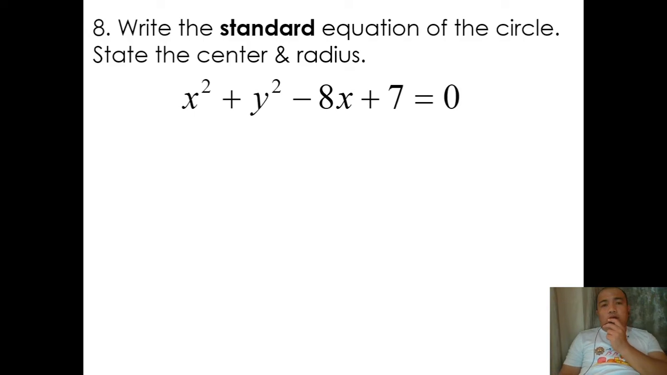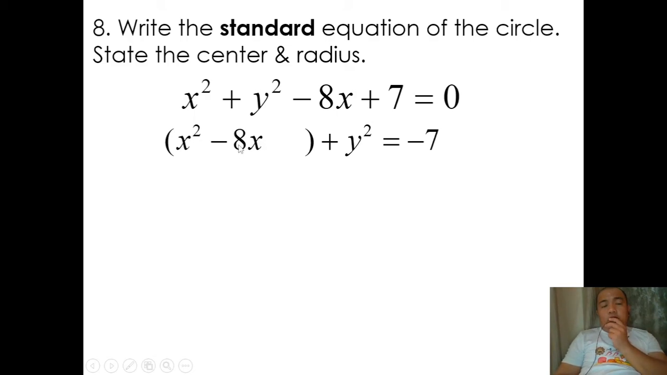We have here x squared plus y squared minus 8x plus 7 equals 0. So this is an equation of circle in general form. So how do we find the center and radius? Let us first write this in its equivalent standard form. So first let us group x, combine x squared and negative 8x. Yung y squared wala siyang partner, then transpose yung constants 7. So negative 7.